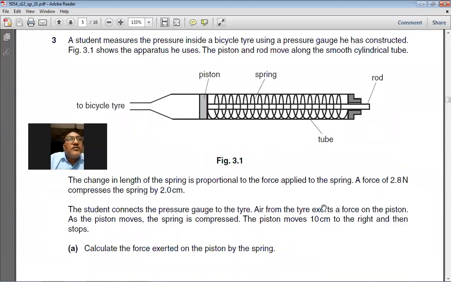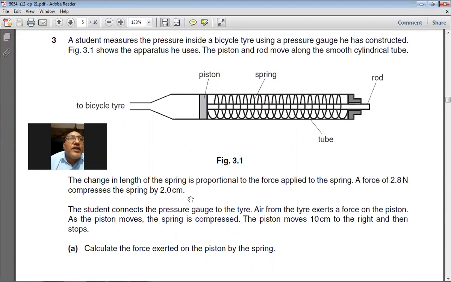So here we go. A student measures the pressure inside a bicycle tire using a pressure gauge he has constructed. Figure 3.1 shows the apparatus he uses. The piston and rod move along the smooth cylindrical tube.